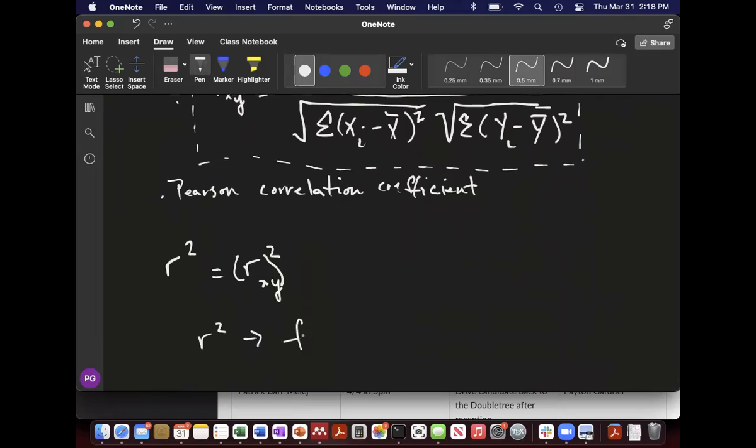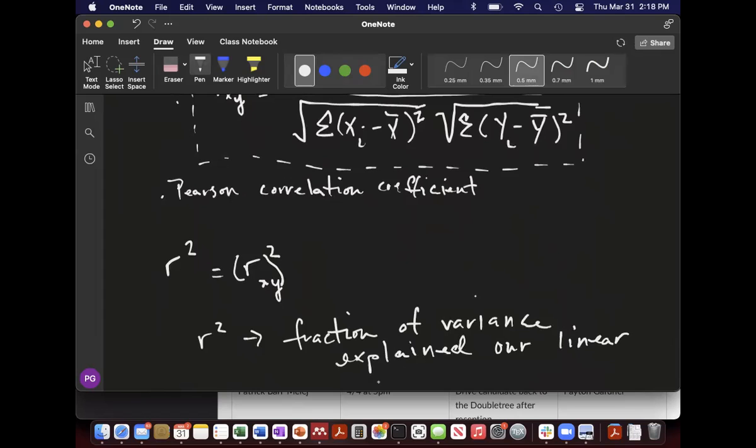So R squared is the fraction of variance in the data explained by our linear model. When R squared equals 1, that means 100% of the variance in the data is explained by this straight line, so my data has to be a straight line. When R squared equals 0.5, 50% of the variance in the data is explained by this linear variation. That's the point at which only half of the variance is explained by our linear relationship.